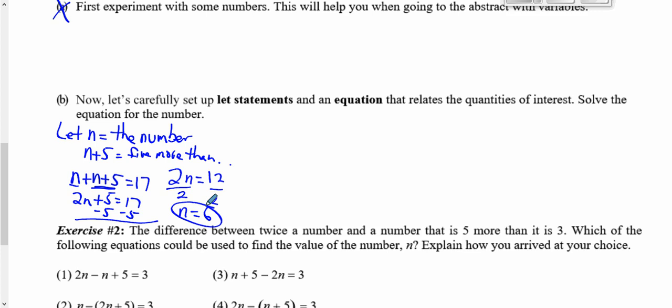Checking, in middle school they made you check everything you did. I don't need you to. I would say it's a good idea though, like when you're on your own, you don't know if you got the right answer. One way to find out, go back and plug it in and see. Just think of it this way. Here's the number. What's 5 more than the number?